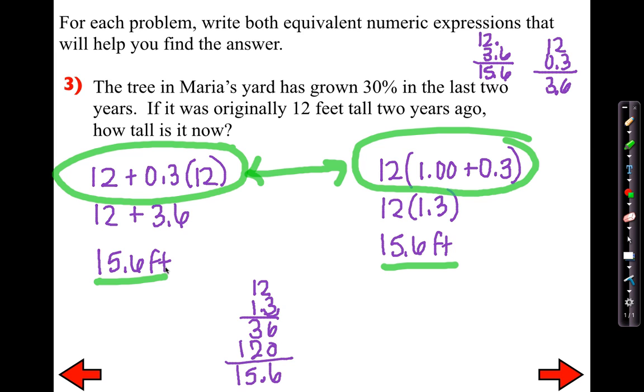Now, real quick, we should assess to check whether or not our answer makes sense. Since the tree did grow, we do expect it to be taller than 12 feet. Is it? Yes. Now, if for some reason it was smaller than 12 feet, I know for sure something went wrong. I made a mistake, and I'm going to have to fix it. So please keep those things in mind.